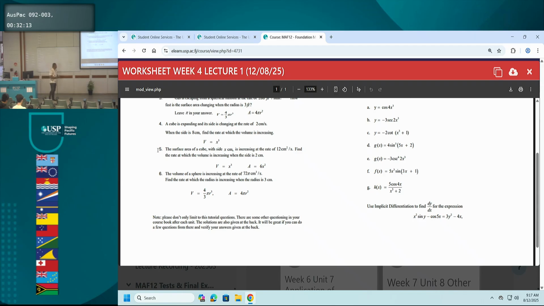The surface area of a cube with side x is increasing at a rate of 12 centimeters squared per second. Find the rate at which the volume is increasing when the side is 2 centimeters. What information are we supplied with? Rate of change of area. What is that as a mathematical expression? dA over dt, 12.